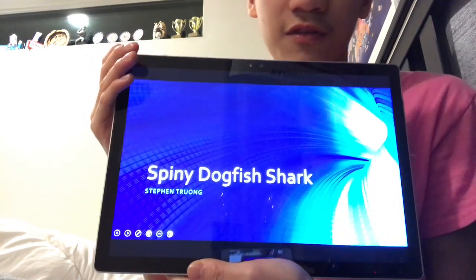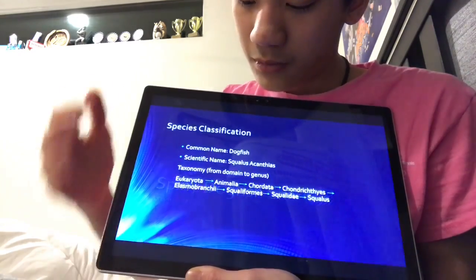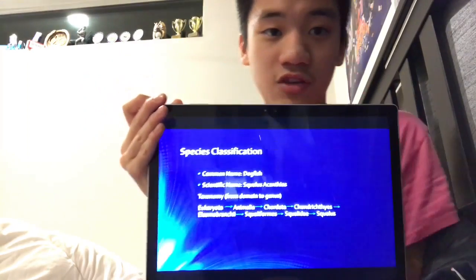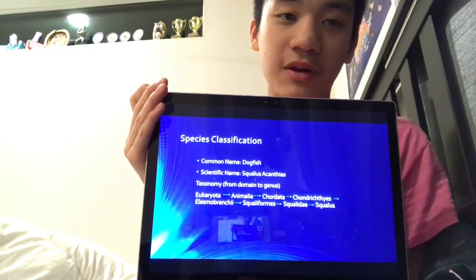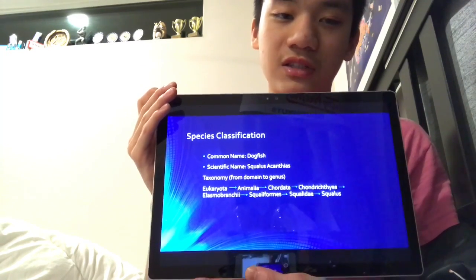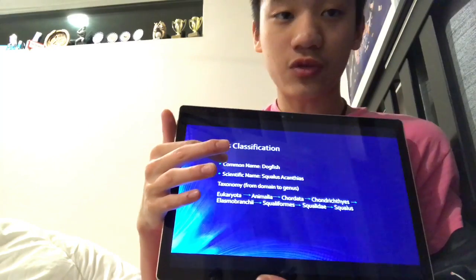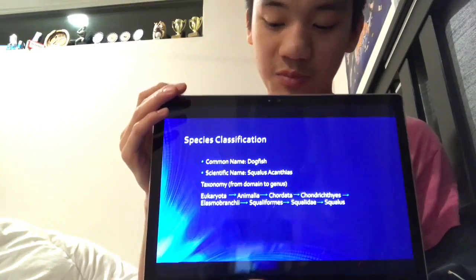This is a spiny dogfish shark. So the species classification for the spiny dogfish shark, its common name is just dogfish. It gets spiny from its identifiable spine, which is used as a defense mechanism. It's very prickly, so it is easy to identify because of that. Its scientific name is Squalus acanthias, Squalus being its genus and acanthias being its species.